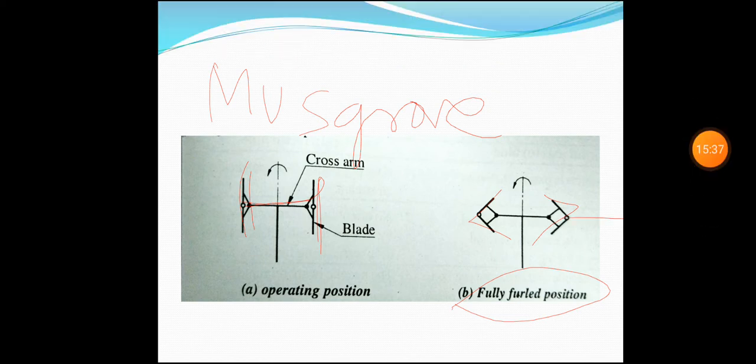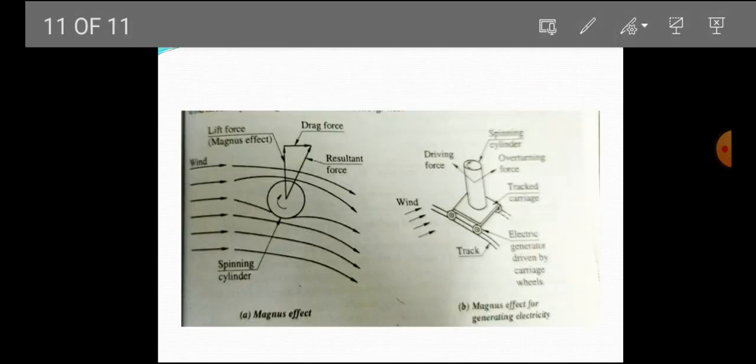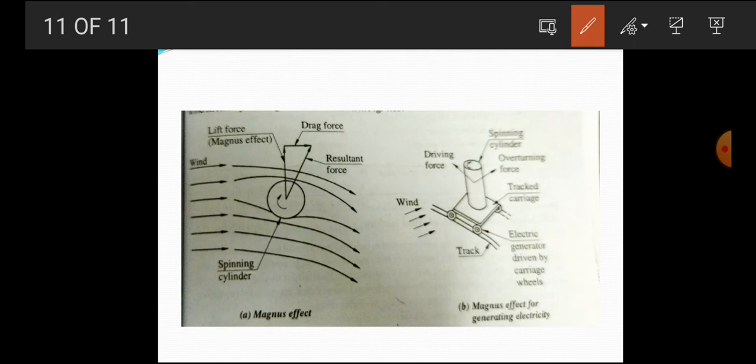The next rotor is the Magnus effect rotor. So what happens in Magnus effect? The name of the rotors is given after the inventor who invented it. So in the Magnus effect, when the cylinder, as you can see, this is a cylinder in between, the cylinder is spun in a wind stream.